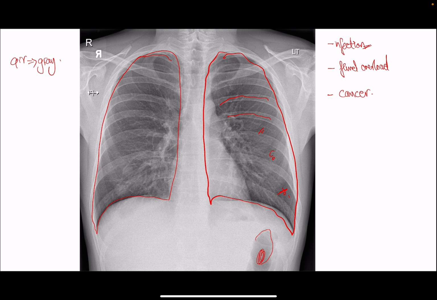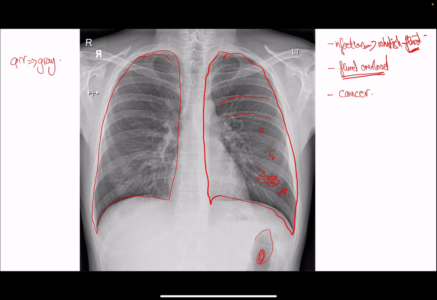However, infection looks whitish, and the reason for that is it's full of fluid, and fluid looks white on x-ray. So therefore, if I had whitish bits over here in a cluster, I'll be worried that there might be an infection underlying that. Similarly, fluid looks whitish on a chest x-ray, and fluid overload, which is another reason that we do chest x-ray quite often, will look white.